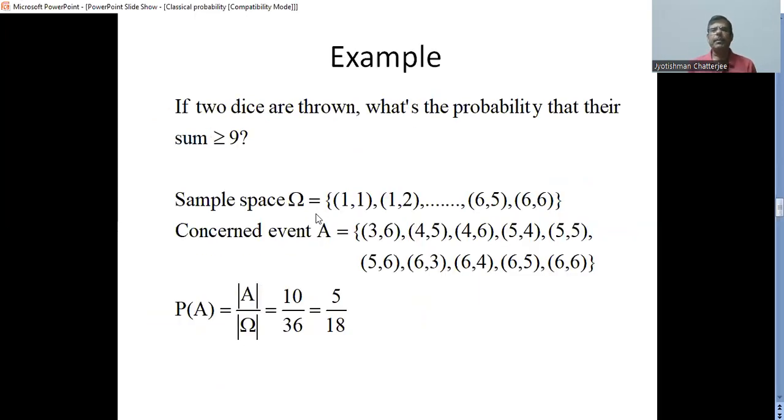Let's take another example. Suppose 2 dice are thrown. Here it is not mentioned. I should have mentioned 2 fair dice. Because when you mention fair, there is no more doubt. You know that each one of them has got 6 sides equally likely. So if 2 fair dice are thrown, what's the probability that their sum is greater than or equal to 9?